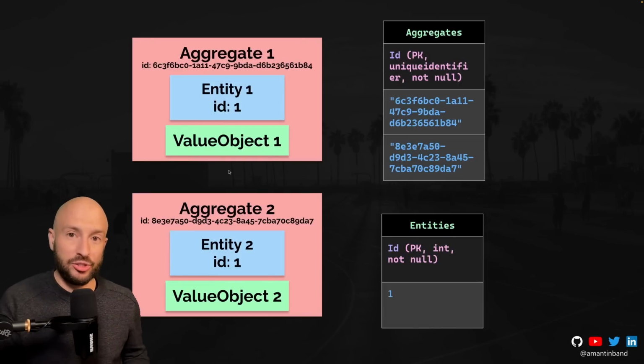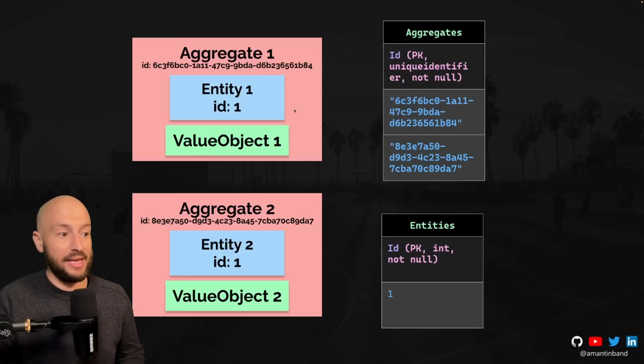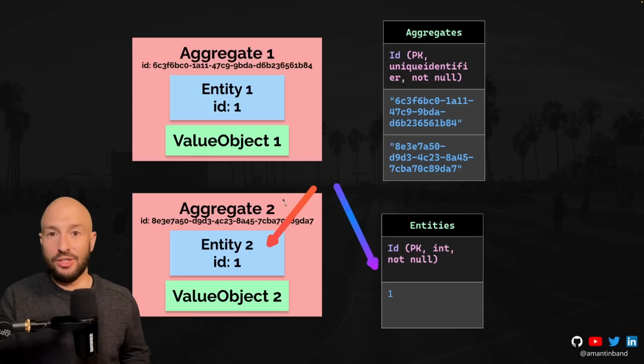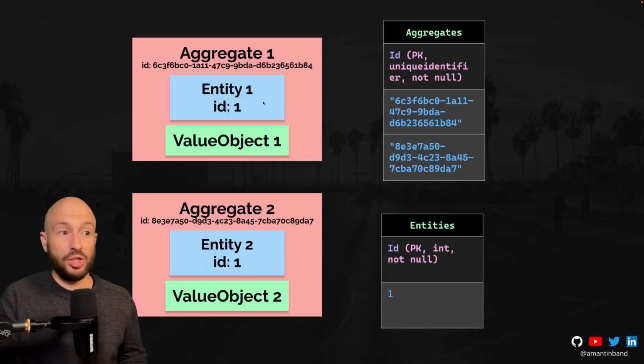So we want to make sure that the ID of the entity is not the primary key of that entity table, because if it is, then what happens is that when we delete the entity with the ID of 1, we essentially deleted both of these entities, even though they're logically different entities. So that's something that's very important to notice and keep in mind when we're mapping it to the database.